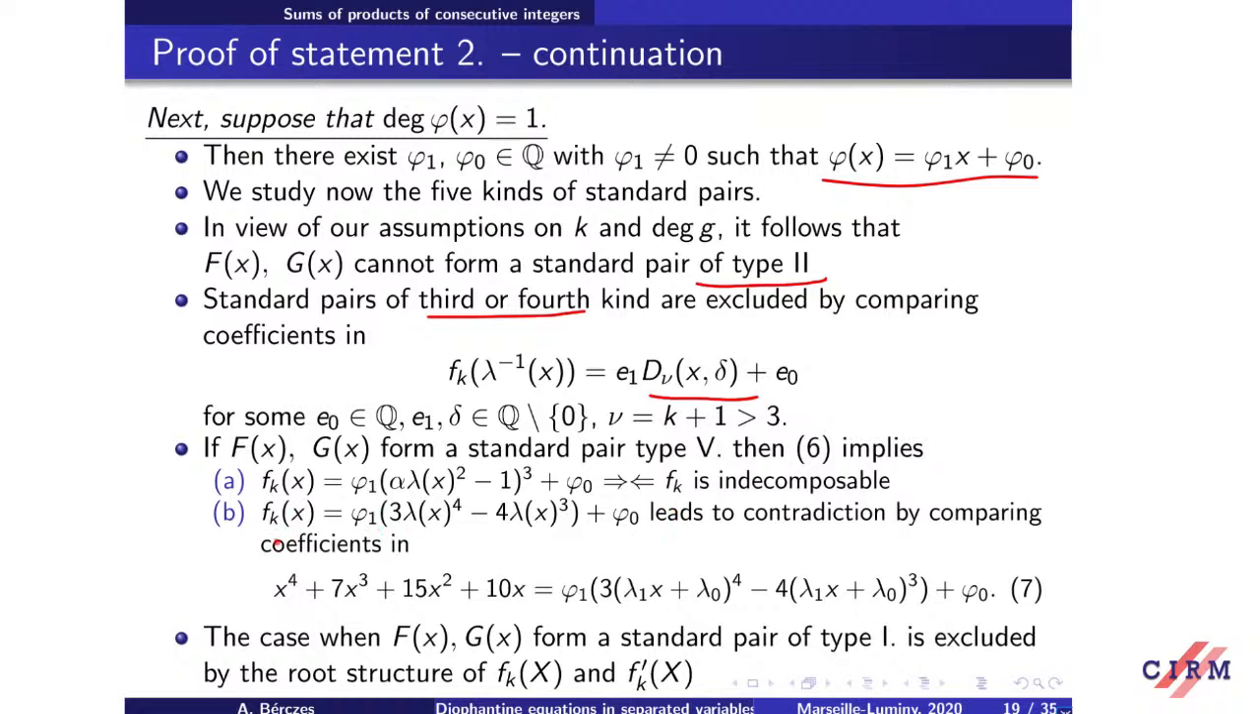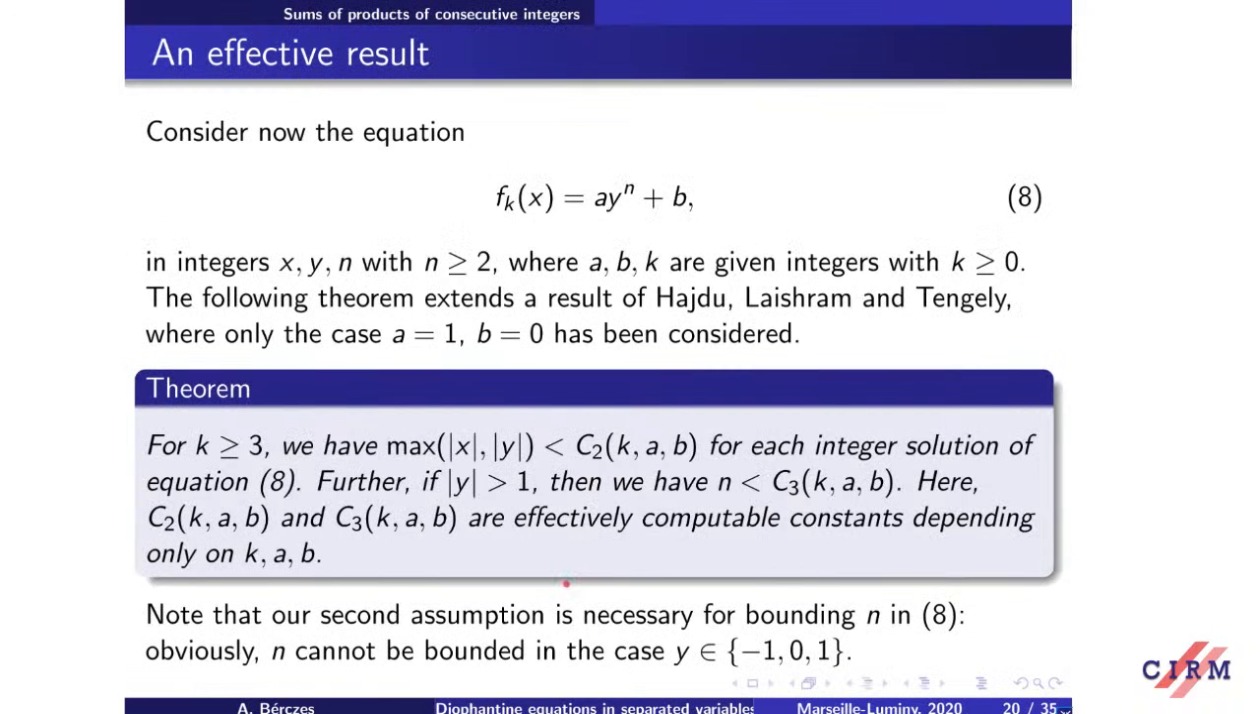On the other hand, we may have fk of x equals this shape. And in this case, we just compare coefficients again, and after comparing 3-4 coefficients, we get a contradiction. In the case of the first type, again, the root structure of fk of x and the derivative of fk of x prove that such standard pairs are impossible. Of course, here we have some lengthier computation, which I have no time to show for these situations. But this is the flavor of the proof.